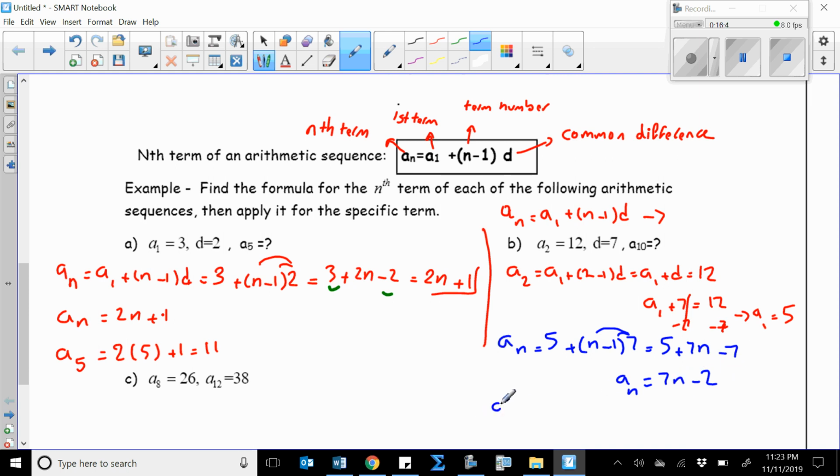Now to find a10, I'm just going to write 7 times, instead of n, I'm going to replace 10 here. So it will be 7 times 10 minus 2. 70 minus 2 is 68. So this is my 10th term here.